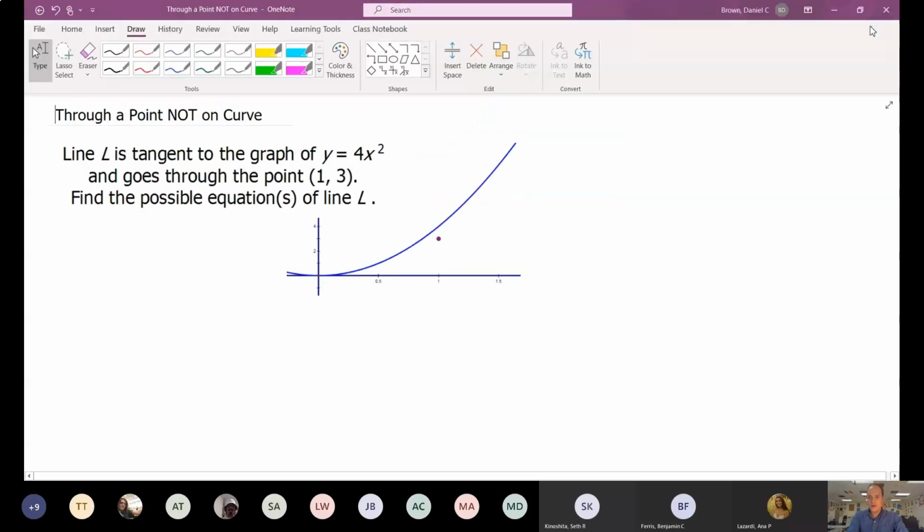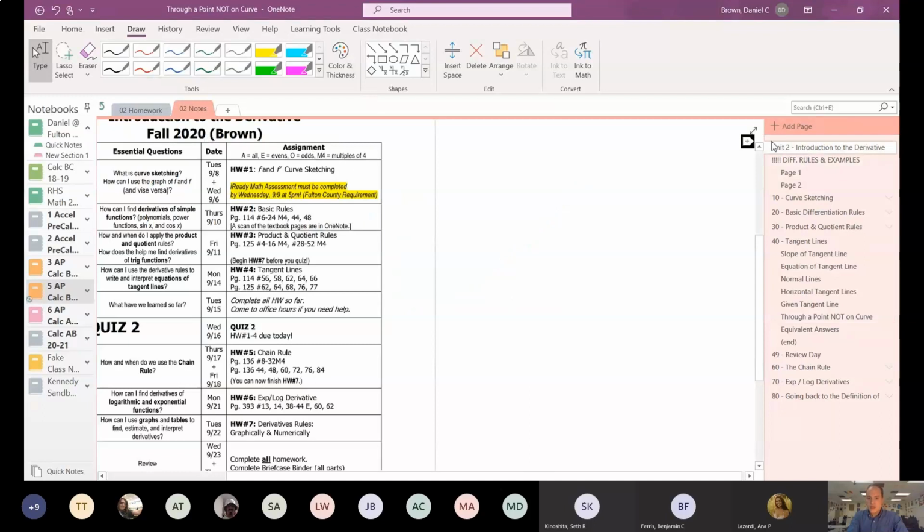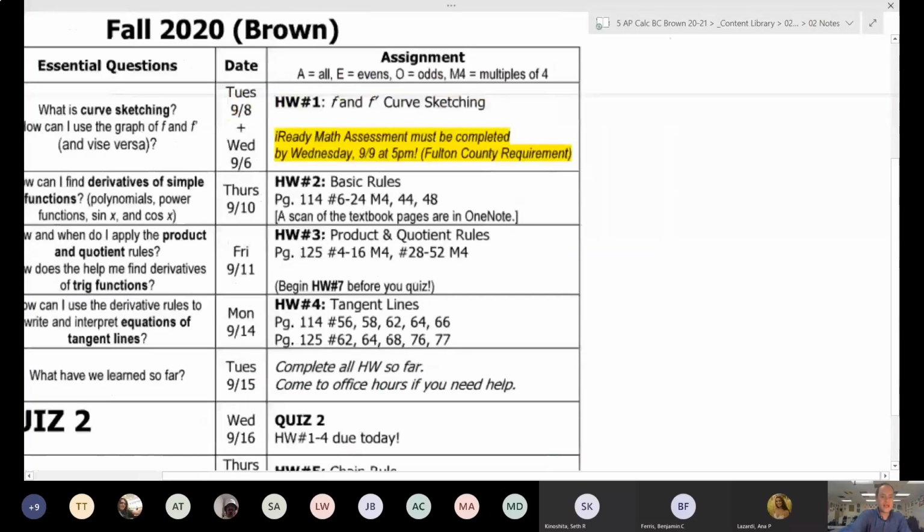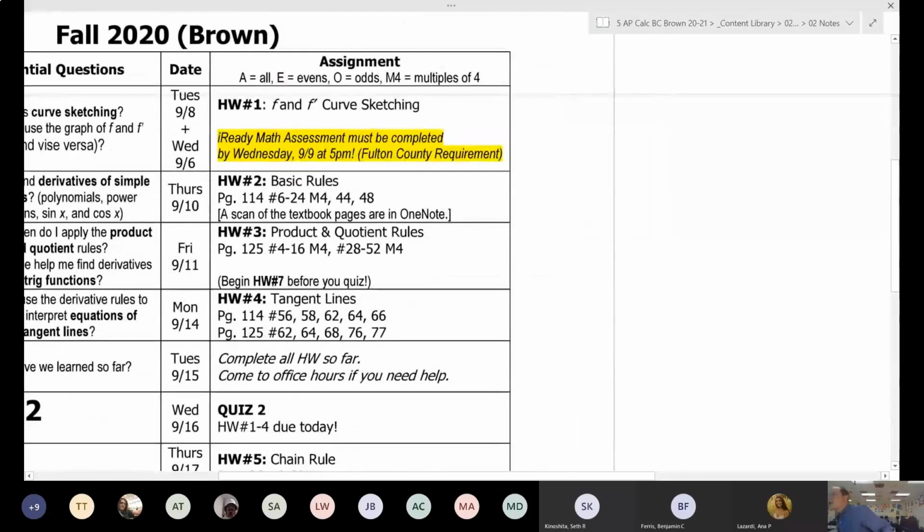Your homework, if I can show it to you, is on the calendar. This is the last homework you have before the quiz. iReady is still a thing being required by the county, but of course now it's not due until this Friday at 5 p.m. Hopefully you've been working on your homework and not getting too far behind. I try to keep this tangent one short, so it's 8 questions. Some of them are pretty straightforward. Find the equation of the tangent line. Page 114 is going to be all of the basic rules, including sine and cosine. Page 125, we're going to have some problems that use the product and the quotient rule.